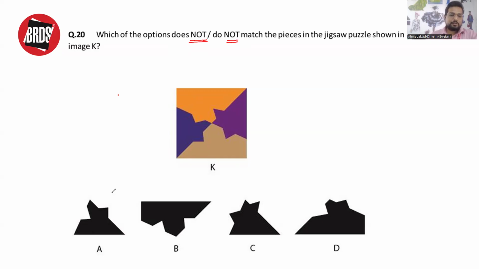So we can find this one either to be over here or to be over here. But in none of these cases will you find a cutout like this. Okay, so A does not match.